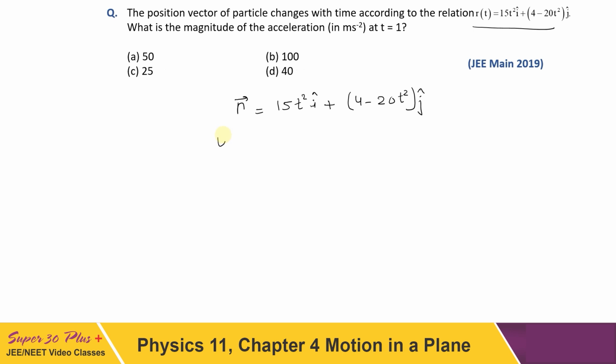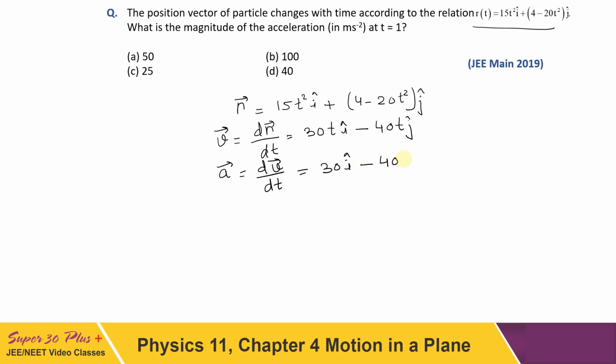So first let us see what the velocity is. That should be equal to dr by dt. If you differentiate it once, it will come out as 30t i minus 40t j. This is the velocity we obtained. Now for acceleration, again it has to be differentiated. dv by dt, which is equal to 30i minus 40j. Now as you can see, this acceleration is independent of time.